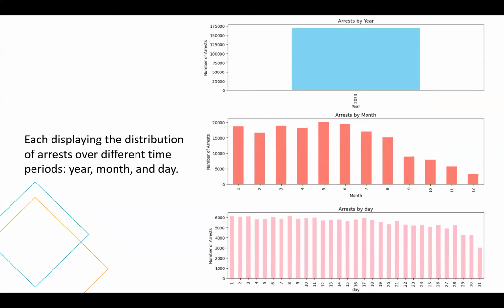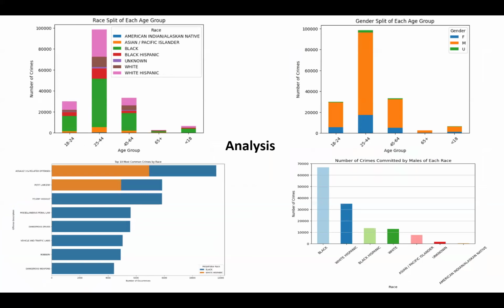Here is the distribution of the arrests over a period of time, based on the year, month, and date. As we can see, in the year 2023 the arrests recorded were nearly 170,000. Compared on a month basis, the maximum was recorded in the month of May. And below is the graph on a daily basis.